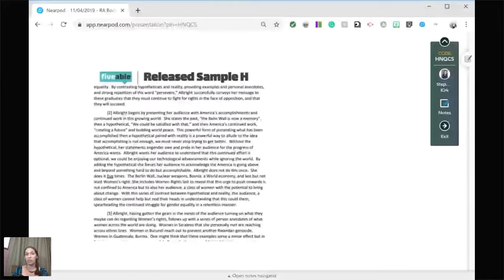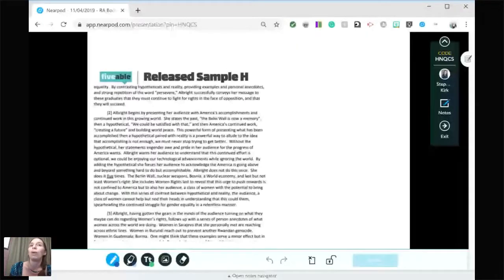Now, just because it's longer doesn't mean it's better. Like, that's the oldest ACT strategy in the book, right? The shorter one is usually right. But let's look at the way the evidence is used in this one. All right, so Albright begins by presenting her audience with America's accomplishments and continued work in this growing world. She states the past, the Berlin Wall is now a memory, then a hypothetical, we could be satisfied with that. And then America's continued work, creating a future and building world peace.